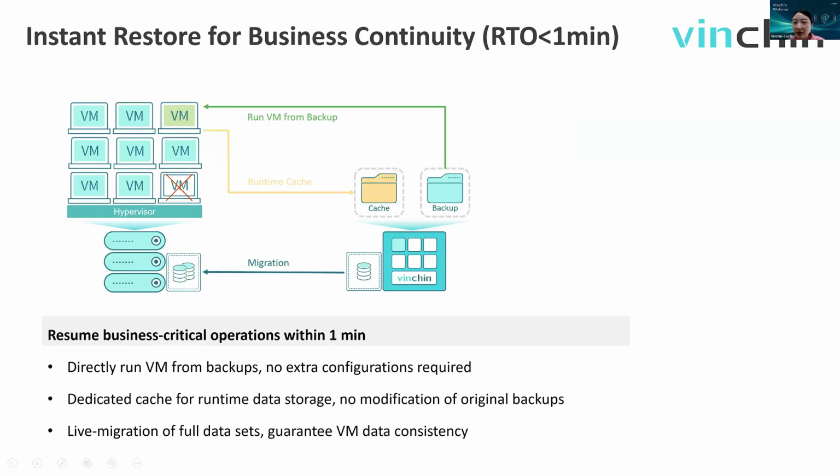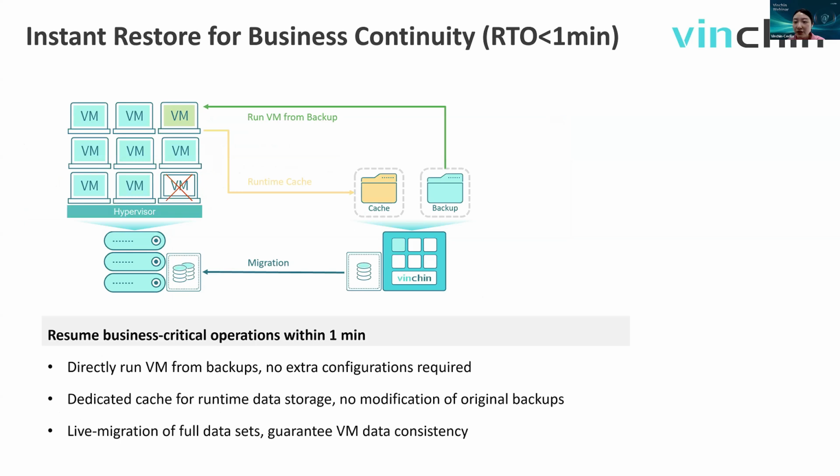And the next restore function is instant restore. This is used for emergency situations like when your critical business virtual machine is down. Then you can perform the instant restore to resume the business as soon as possible. The RTO can reach less than 1 minute. And let me introduce how it works.